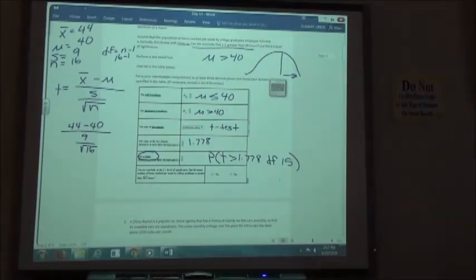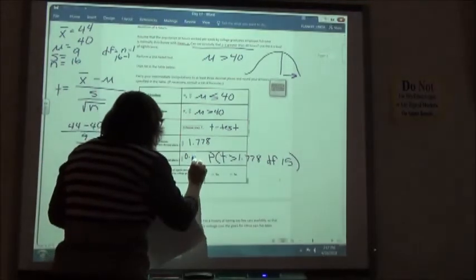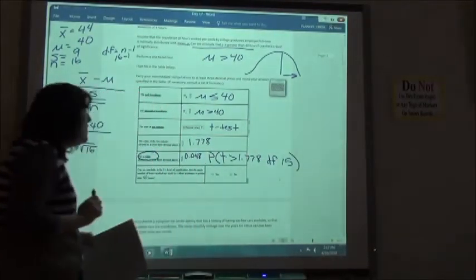So now you're going to use your calculator. I think you can get to the calculator yet. And you're just going to put that in. 0.048, yep, is my p-value.